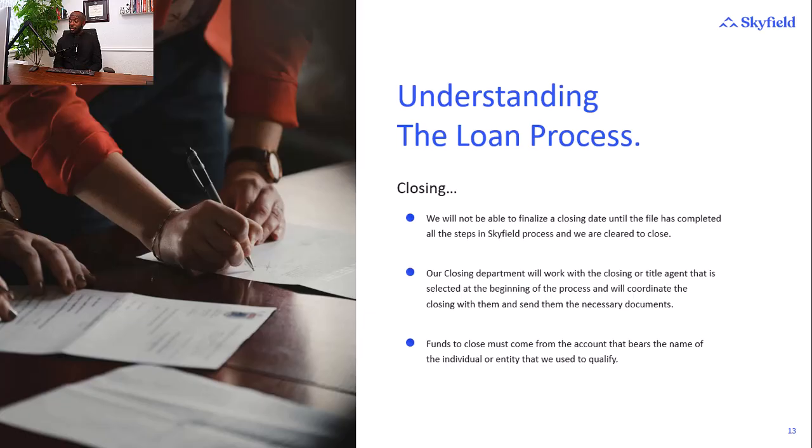Some information about closing. Once the file has been completed, the file will be marked as clear to close. Our closing department works closely with the title agent or the title company to coordinate the closing and make sure that they receive the necessary documents that they need in order to get this loan closed. Now, an important talking point. The funds to close on this loan must come from a checking account that's either in your name as a borrower or in the entity's name that's borrowing this loan.